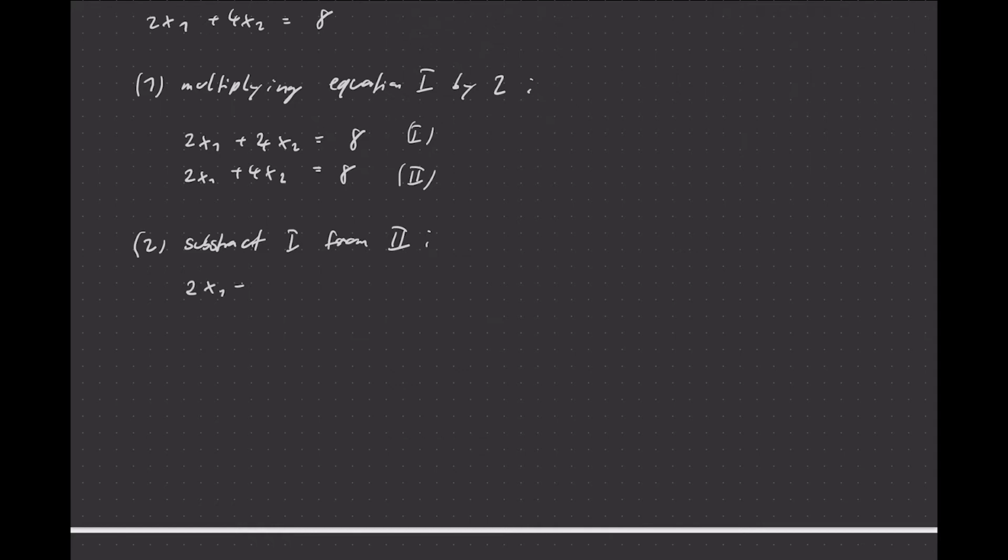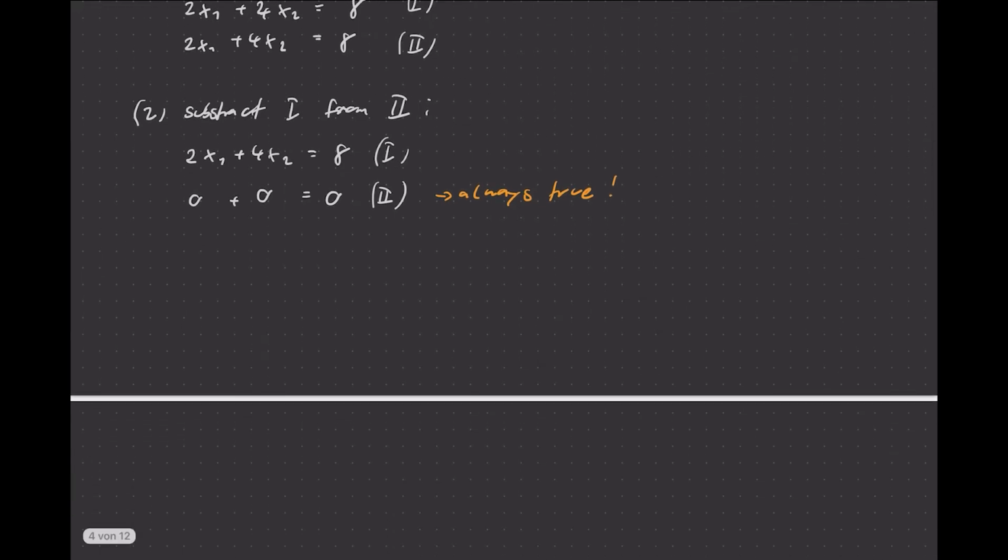What do we get? Well, 1 is not changed, so we just write it down once again. And the new second equation will be, well, 2x1 minus 2x1 is 0. 4x2 minus 4x2 is 0, and 8 minus 8 is also 0. So this is an equation that is always true. And that means that the second equation doesn't really add any information to the system. Everything that satisfies the first equation satisfies all of the equations. So we can just solve the first one.